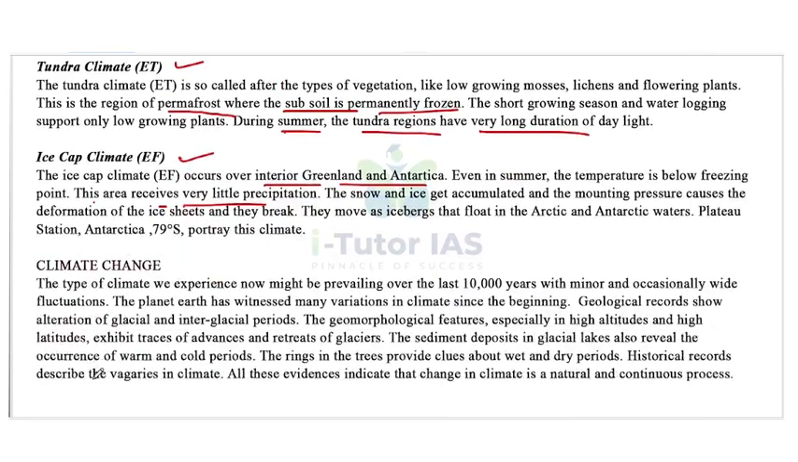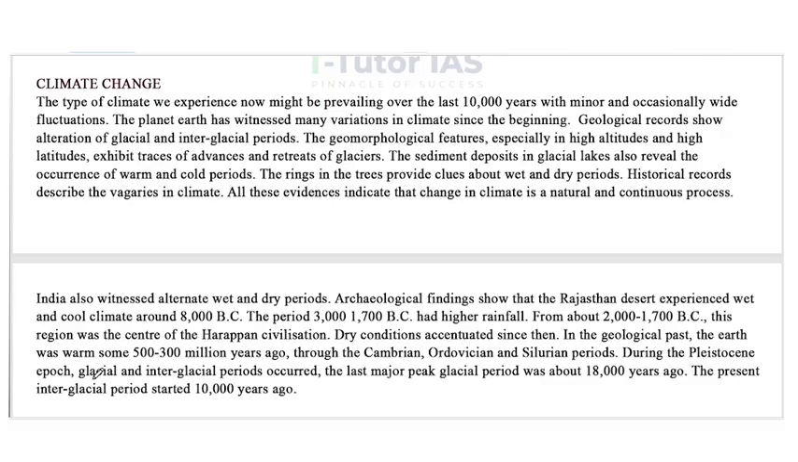Now, climate change. The type of climate we experience now might have been prevailing over the last 10,000 years, with minor and occasionally wide fluctuations. The planet Earth has witnessed many variations in climate since its beginning. Geological records show alternation of glacial and interglacial periods. The geomorphological features, especially in high altitudes and high latitudes, exhibit traces of advances and retreats of glaciers.